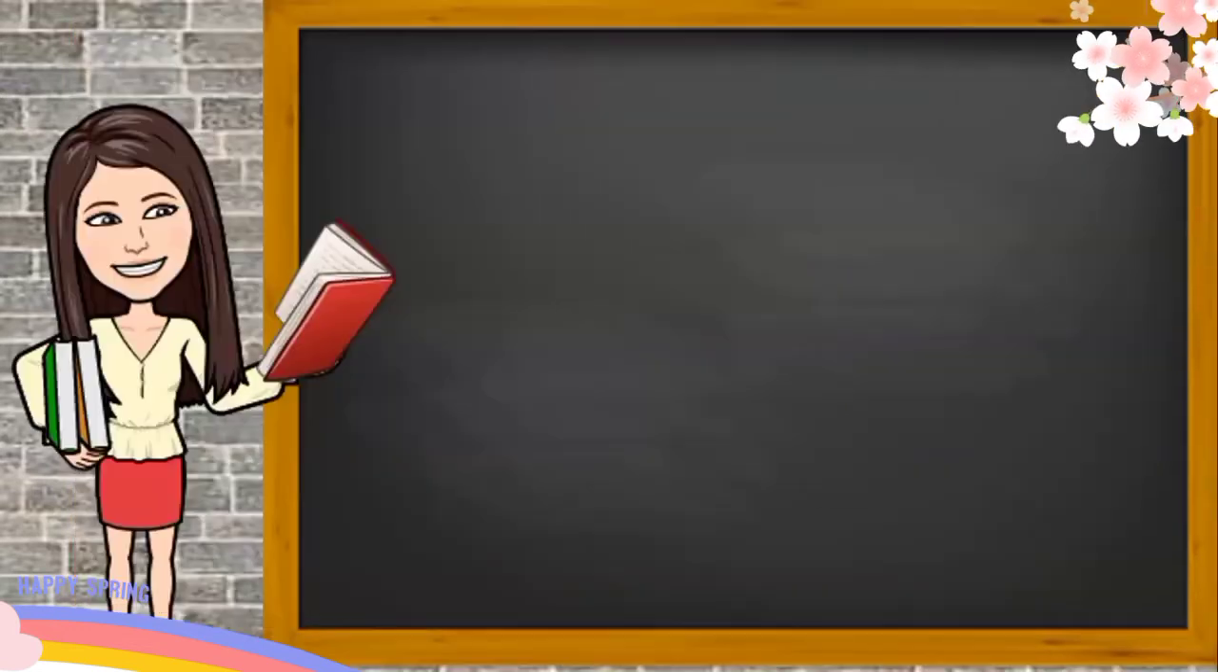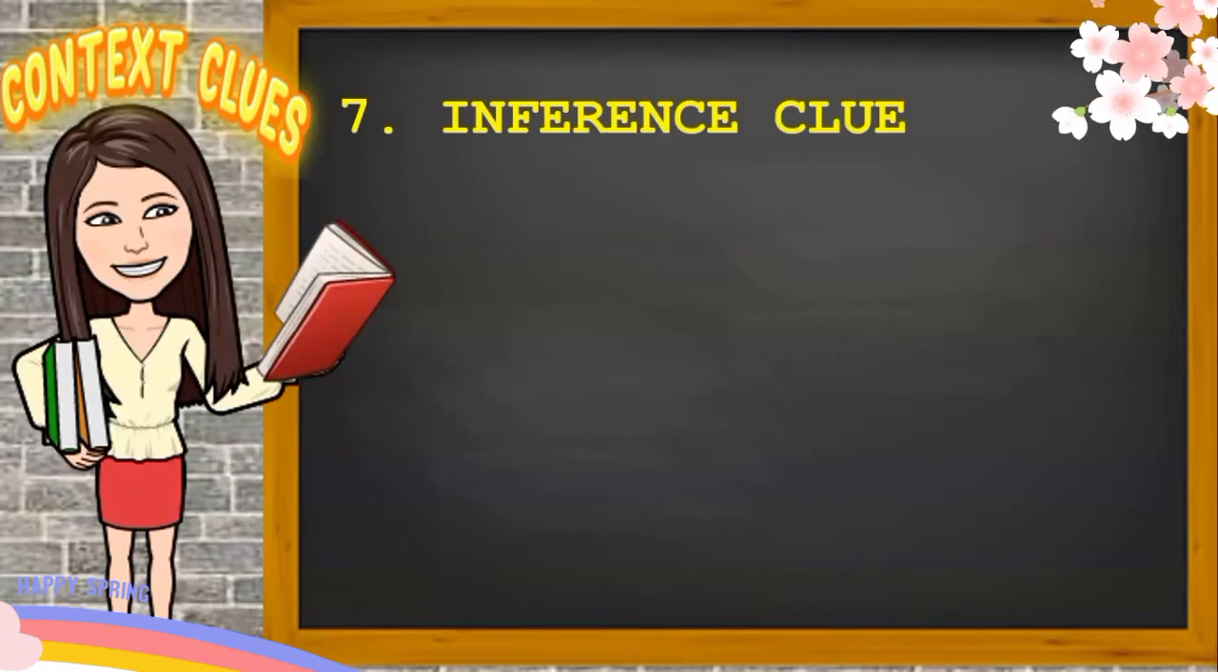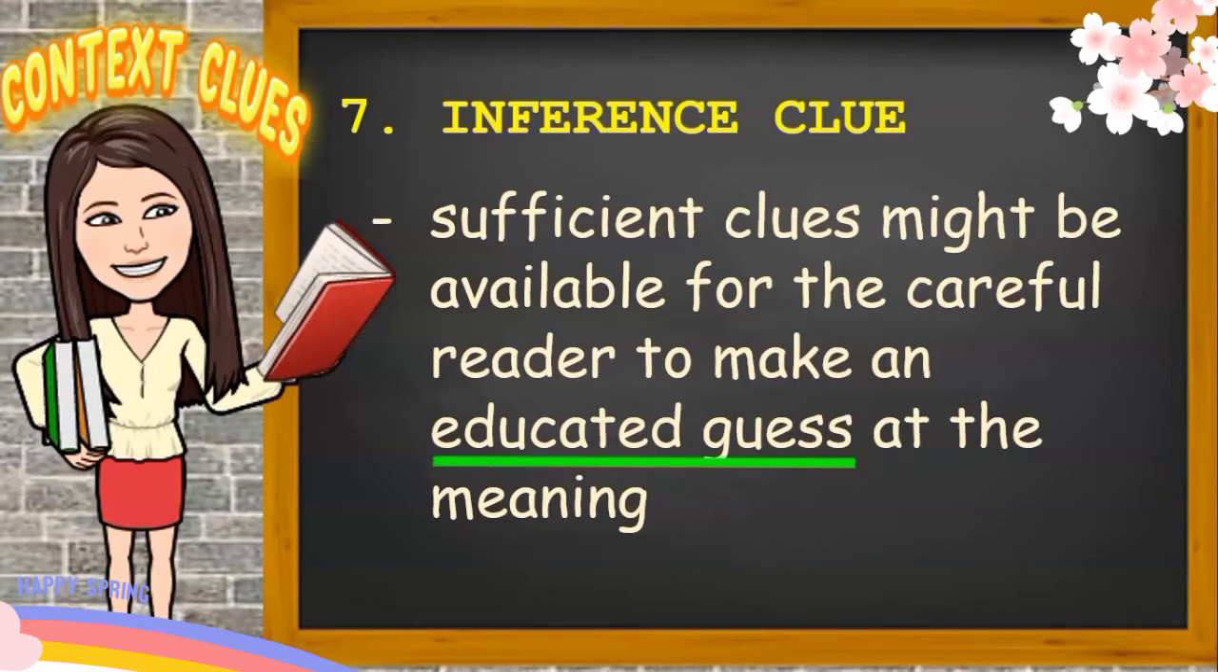Now let's talk about context clue number 7. It is inference clue. These are sufficient clues which might be available for the careful readers to make an educated guess at the meaning. So the clues are not directly given, unlike the previous ones we have discussed. In this type of clue, the reader should be very careful in making their own inference or conclusion as to how the word is defined using the clues presented. Let us study an example.